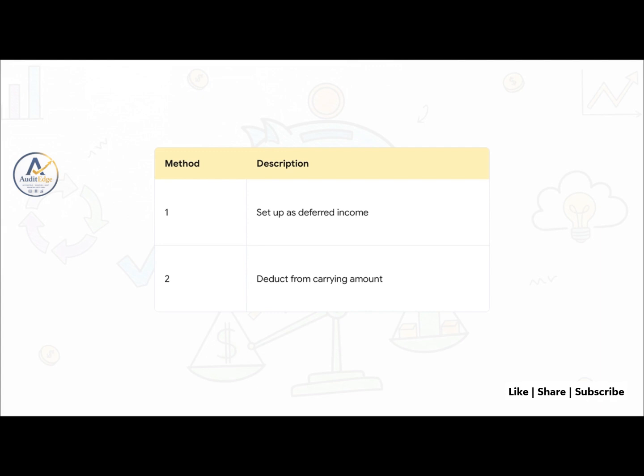But remember, as an auditor, I'm always going to check your statement of cash flows. Because the purchase of assets and the receipt of grants cause major cash movements, you absolutely must show the gross investment in your cash flows, regardless of which presentation method you chose for the balance sheet.